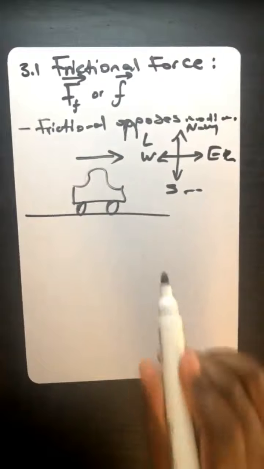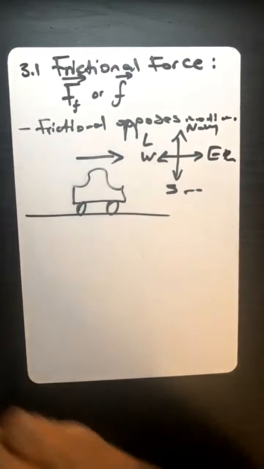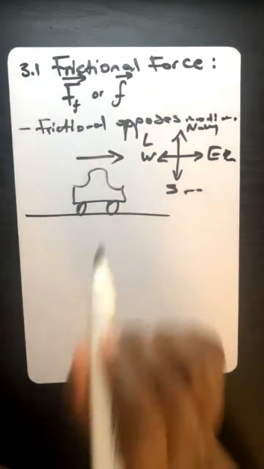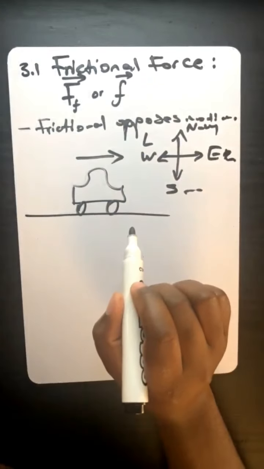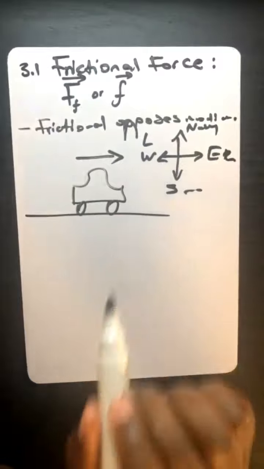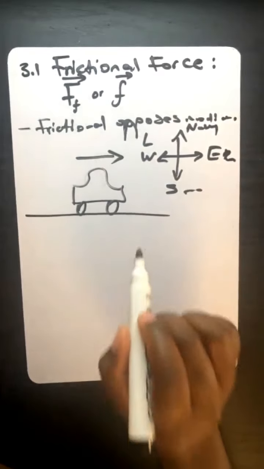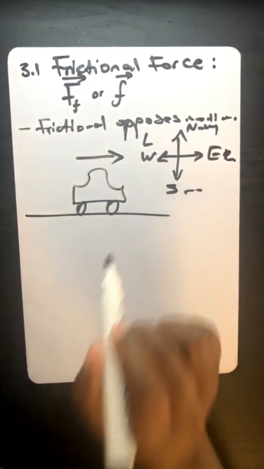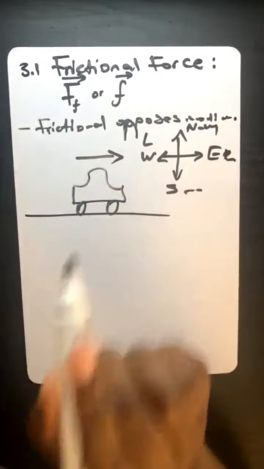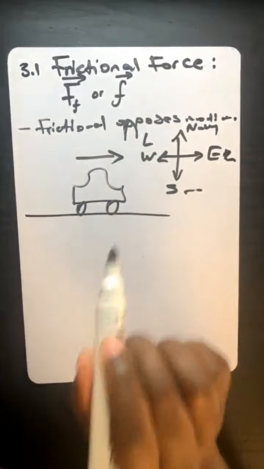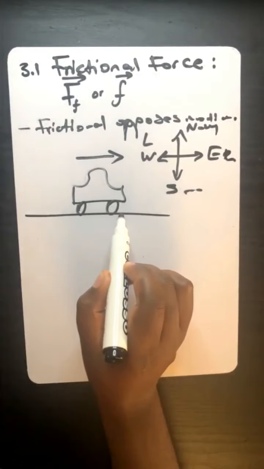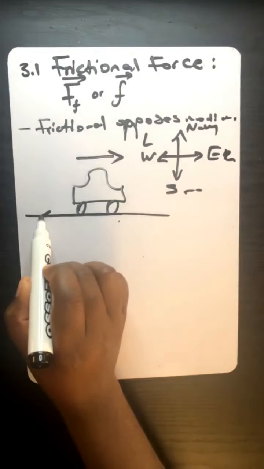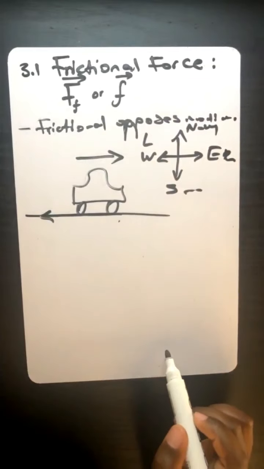So that means if you want to know in which direction the frictional force is acting, you need to ask yourself this question: in which direction is the object moving? After you know in which direction the object is moving, that's when you can say, okay, now that it's moving towards the right, that means the friction is in the opposite direction. Notice where I'm indicating that friction.